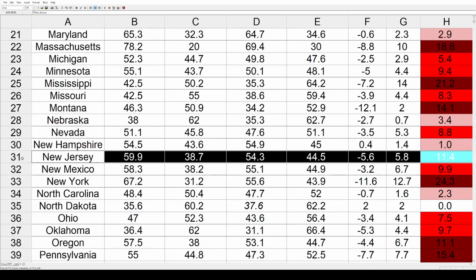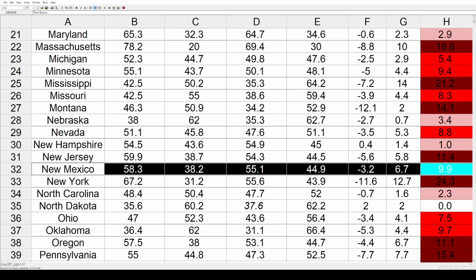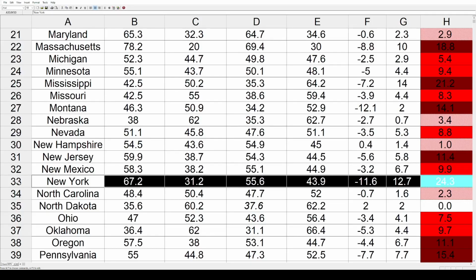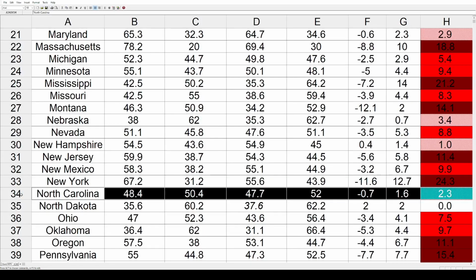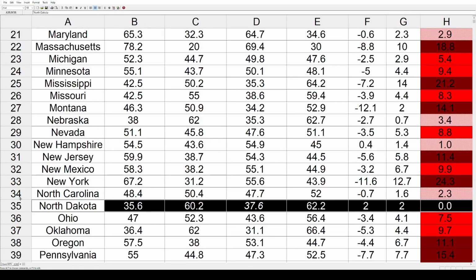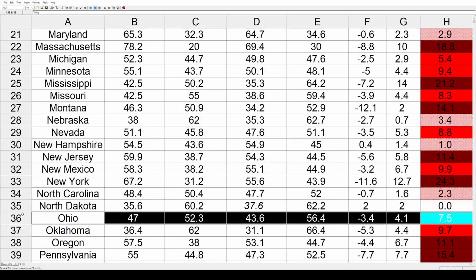New Jersey, same direction by 11.4. New Mexico as well by 9.9. And look at New York, huge red shift there by 24.3. North Carolina, small red shift, 2.3. North Dakota actually had no net change there. And again, 2022 had an independent candidate instead of a Democrat, so keep that in mind. The rest of these are all shifts toward the Republicans.